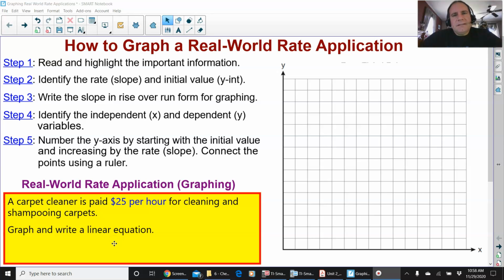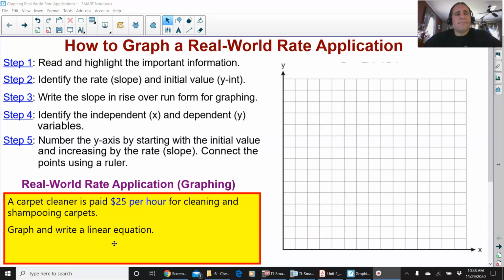Hello everyone, this is how to graph a real-world rate application question. I have the steps down for you. Read and highlight the important information should be your first step. Identify the rate, which is the slope, and the initial value, which is the y-intercept.